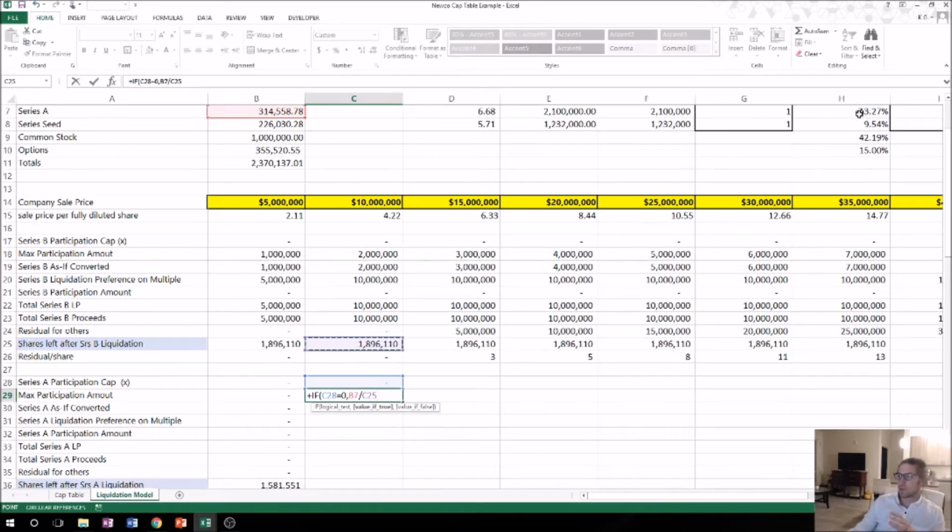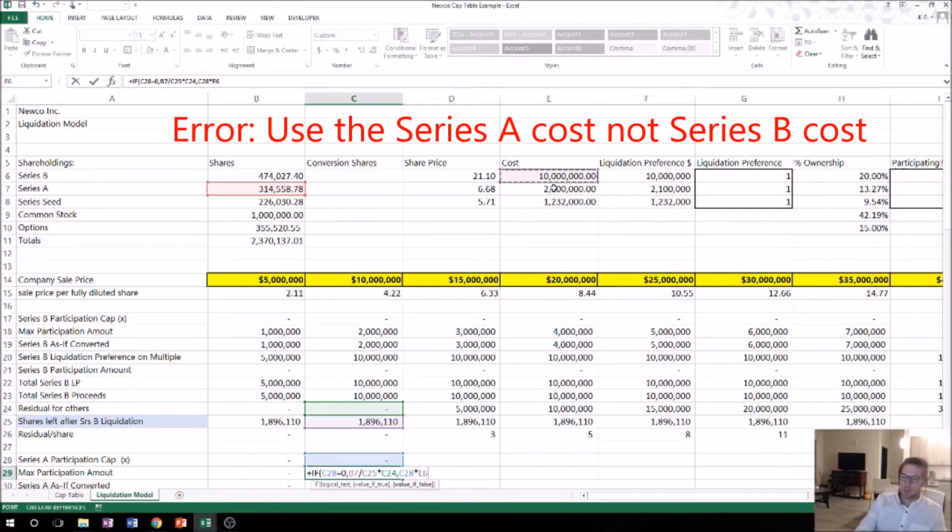So we're not going to work off of this ownership up here. We're going to work off of a different share total, which is calculated here, the shares left after Series B liquidation. So we take Series A shares, divide by shares left after Series B liquidation, and we multiply that times the residual left for others. So that would be the max participation amount now. Otherwise, if C28 doesn't equal 0, then we're going to take the participation cap and multiply it times the costs, just like we did earlier.